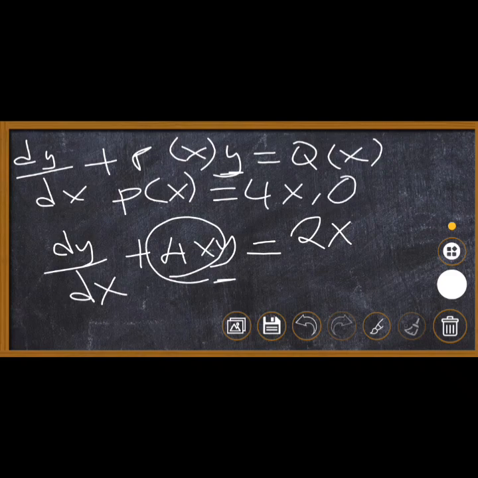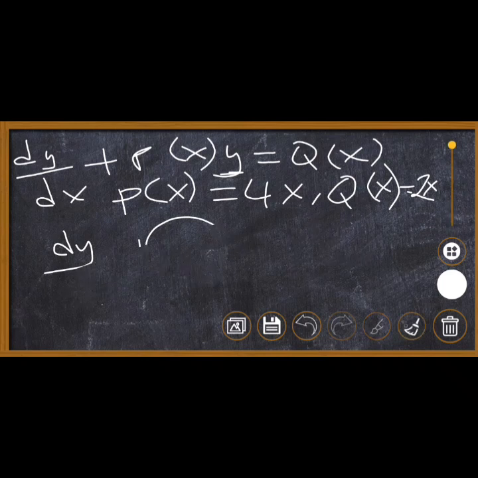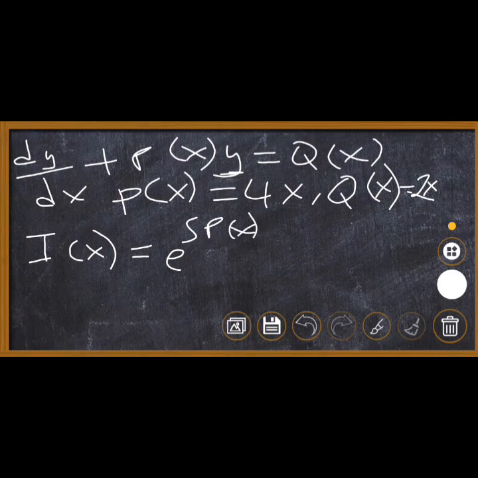Then our q of x will be what? According to this, whatever values you have here are the functions of q of x. So in this case, we are going to have 2x. So this is how we identify the given expressions after you have written in standard form. Now, after you do that, the first step is to find the integrating factor. And remember that the integrating factor is where you have e power of the integral of p of x dx.